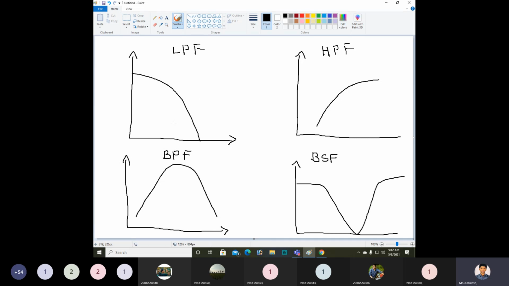On the x-axis we will take frequency. On the y-axis we need to take gain in decibels.